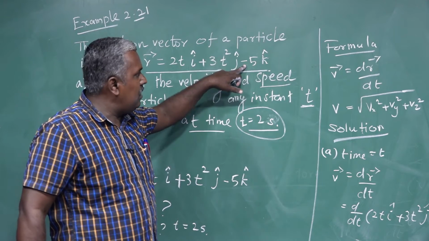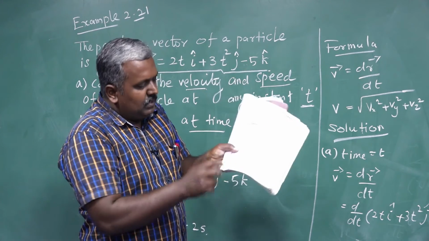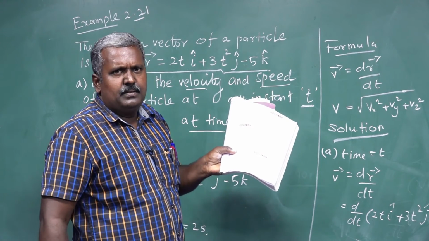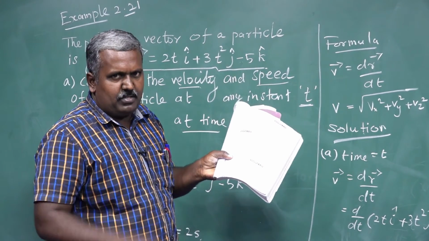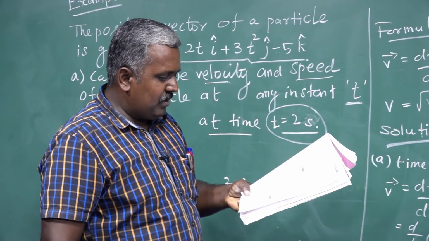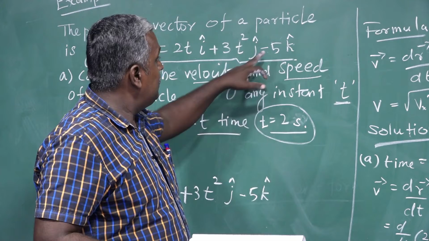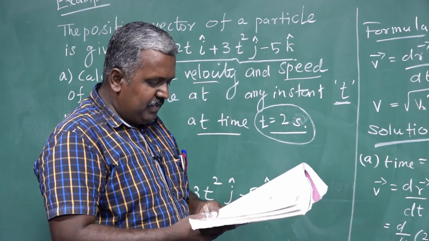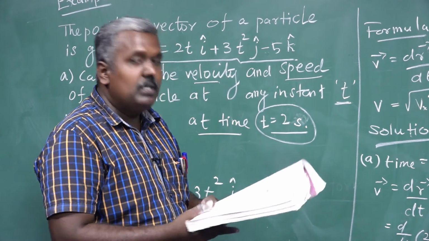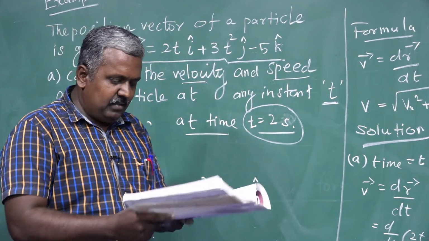While answering this problem, you must write these 5 lines also, otherwise no marks. So along the z direction, the position has a constant value of minus 5, which is independent of time. So hence there is no z component of velocity. Underline quickly.